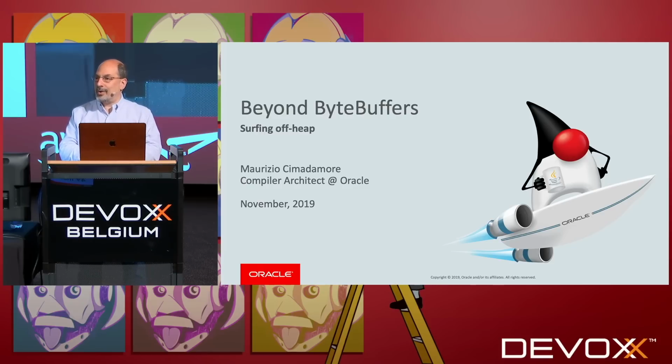So I'm going to be talking about a new API for off-heap memory access that hopefully will replace ByteBuffer, or hopefully you're not using Unsafe for that.